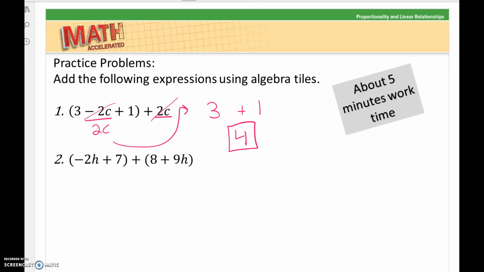All right, now we are combining like terms again. So my h terms get to combine together. So negative 2 and 9h combine, and then 8 and 7 combine. And then I can add those together.